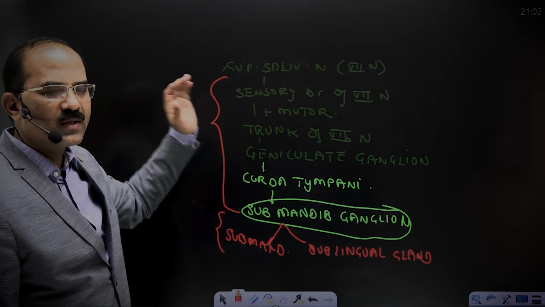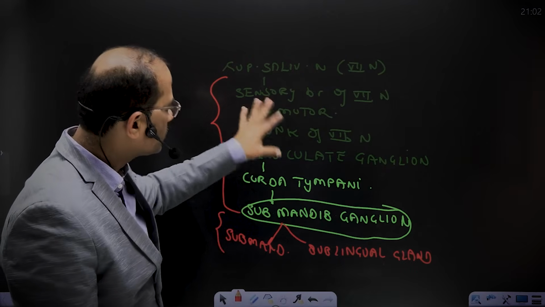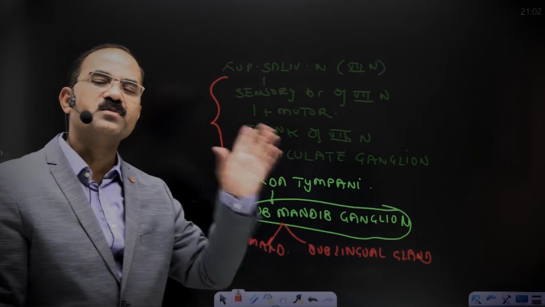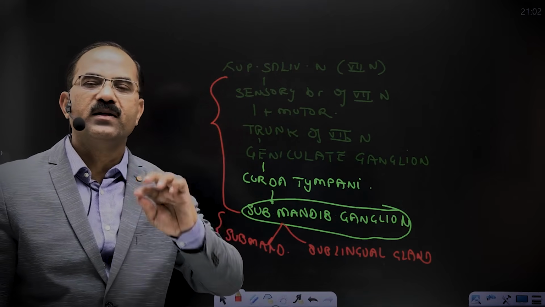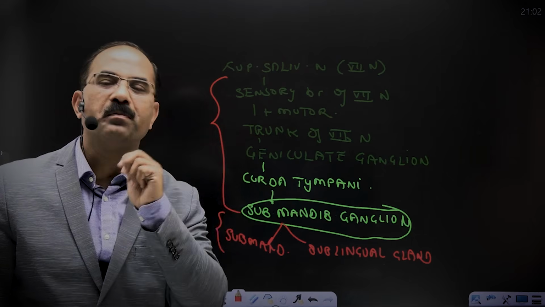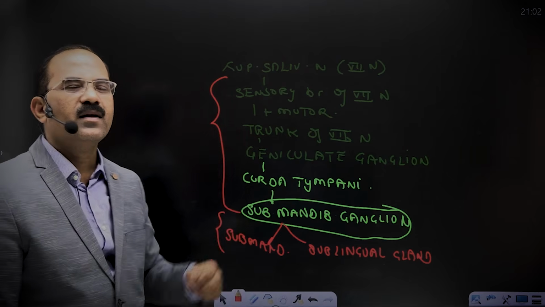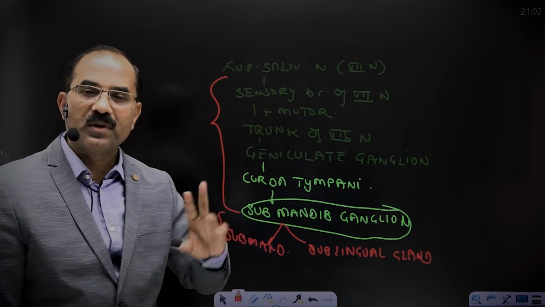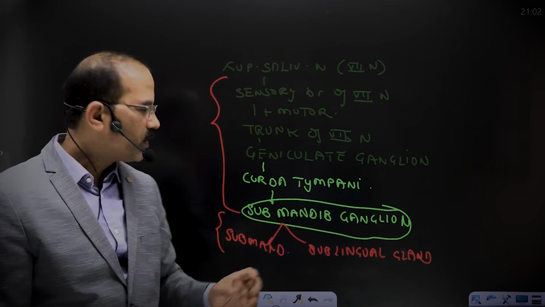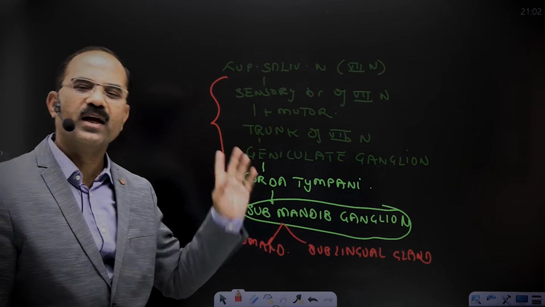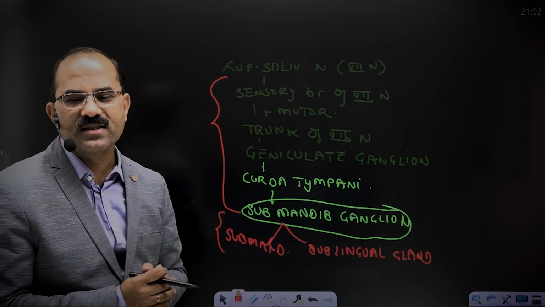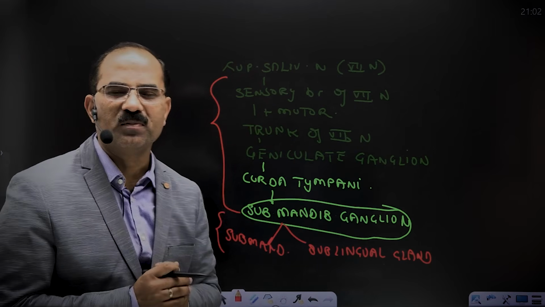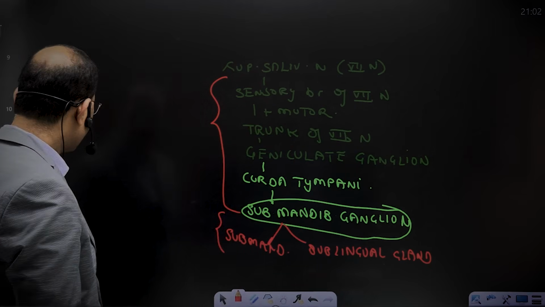Superior salivatory nucleus, sensory branch, then joins with the motor branch of the facial nerve, forms the trunk, enters the internal acoustic meatus, goes in the internal ear, goes in the middle ear, undergoes a bend. That's the geniculate ganglion. From there, we get the chorda tympani. The chorda tympani relays in the submandibular ganglion and supplies the submandibular gland. Clear, students? So that's about the nerve supply of the submandibular gland. Fine. I hope this is clear to all of you.